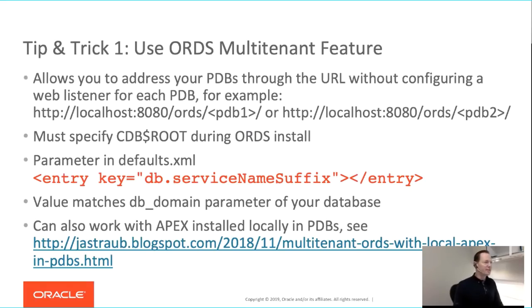Now, in order to get this to work, first, you need to specify CDB $root during your ORDS install. So when it asks you what to connect to, you connect to CDB $root. So you provide the service name for that. And then in the ORDS configuration in defaults.xml, you simply add this line for DB service name suffix. And what's in between there, the value that you use, matches the DB domain parameter for your database.